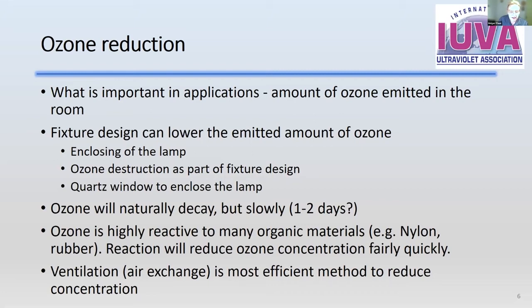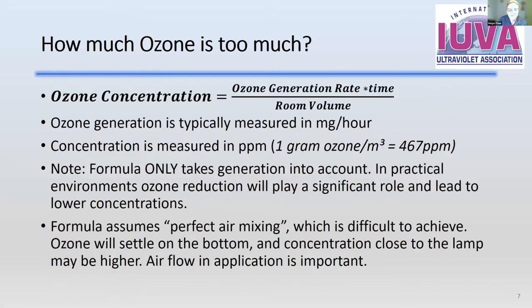In practical applications, ozone naturally decays, but fairly slowly. But one thing to remember, ozone is very highly reactive. So many organic materials react very quickly with ozone, especially nylon and rubber materials. And of course, that will eat up ozone. Overall, the easiest way to lower ozone concentrations is, of course, ventilation, air exchange, and that is the most efficient and easiest way. Nonetheless, the goal should be to create the least amount of ozone in a room.